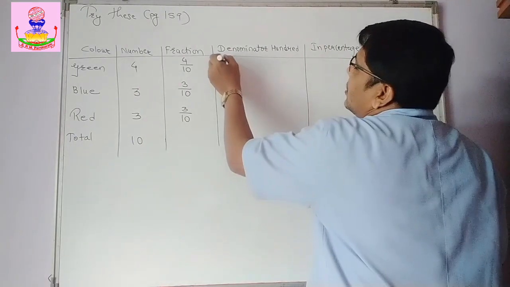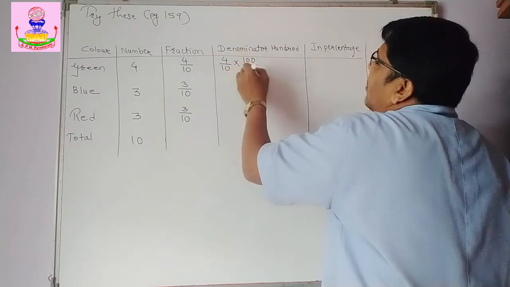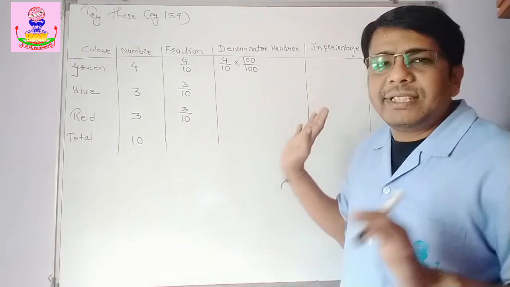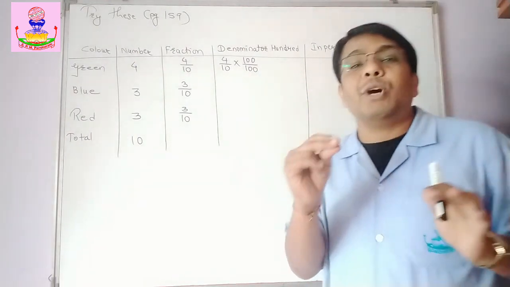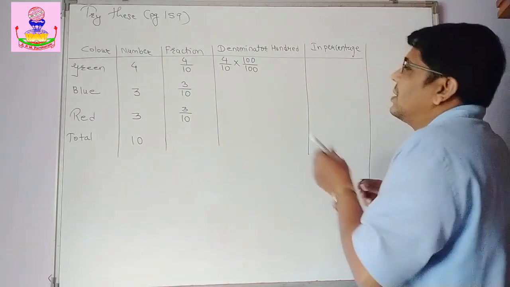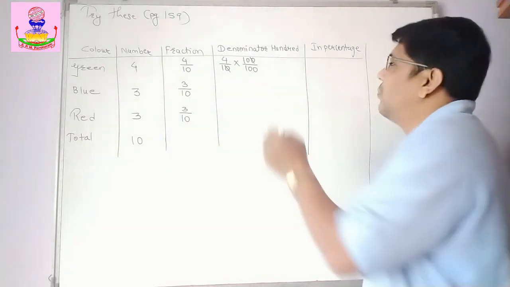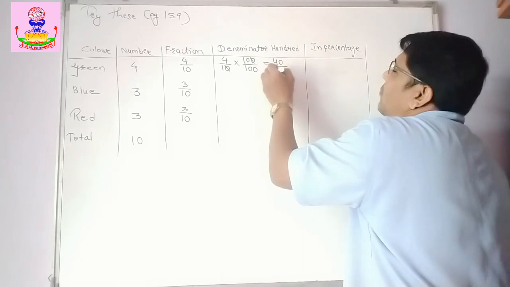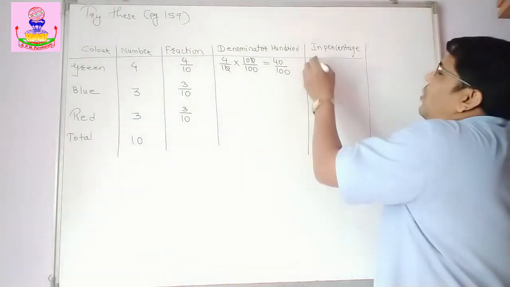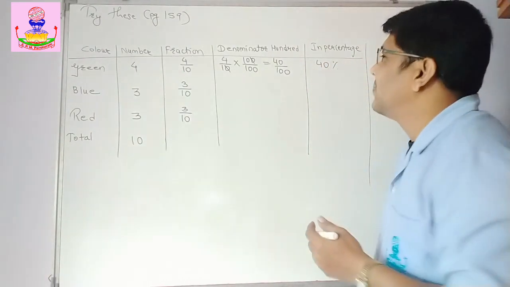Exactly. Okay, now first thing, what I will do, 4 upon 10 multiply by 100 and divide by 100. Do you get it? Now see, my denominator is 100. Keep that as it is because I want percent means out of 100. Okay, so here 1 0 gets cancelled. So 4 tens are 40. So 40 upon 100. Okay, now so 40 upon 100 means 40%.